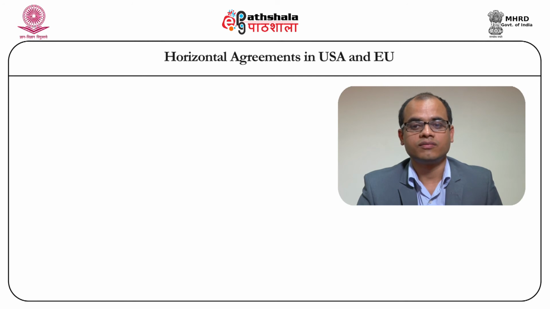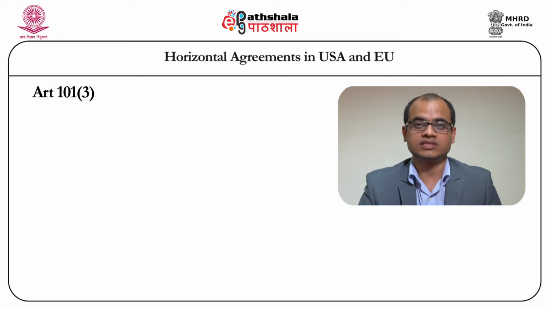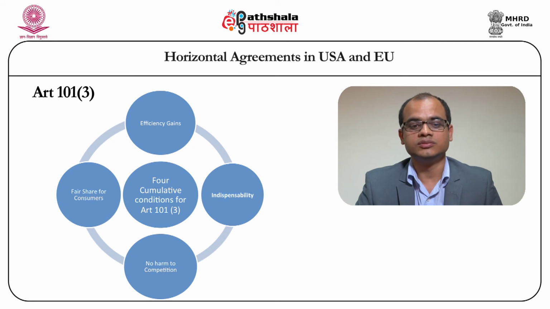So what exactly is Article 101 Clause 3? What is the criteria under Article 101 Clause 3? There are 4 conditions which need to be satisfied. First relates to efficiency gains, second relates to fair share for consumers, third relates to indispensability of the restrictions, and last is that there should not be any elimination of competition. So these 4 conditions, which are listed specifically in Article 101 Clause 3, need to be fulfilled if firms want their agreements to be exempted from Article 101.